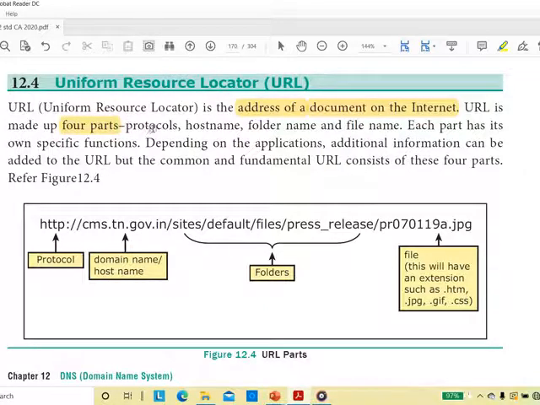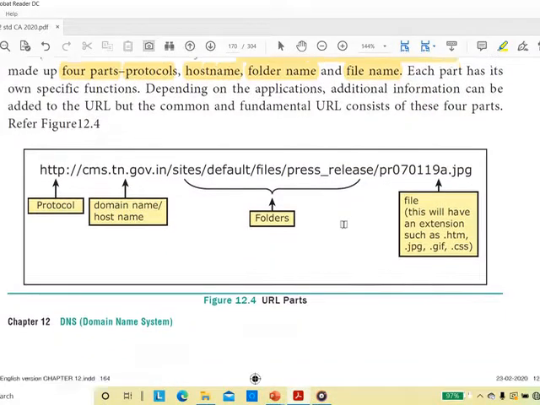What are they? First one is protocols. Next one is host name. Next one is folder name. Then the file name. So first point, URL means it is the address of a document on the internet. Second point, the address has 4 parts. First one is protocol, next one is host name, then folder name, then file name. Each part has its own specific functions. Depending on the applications, additional information can be added to the URL, but the common and fundamental URL consists of 4 parts.